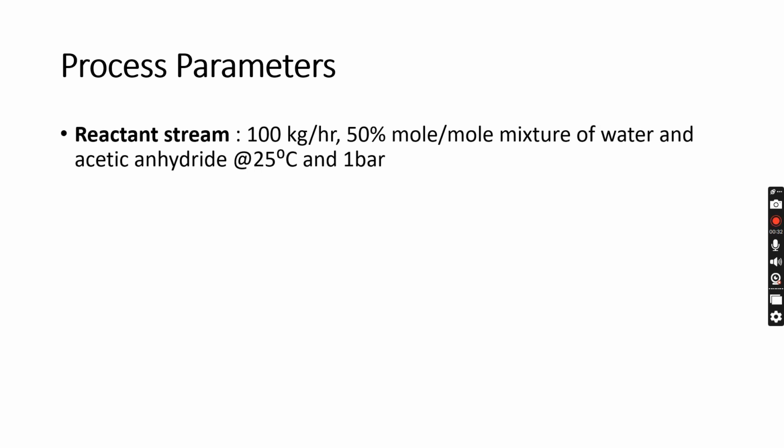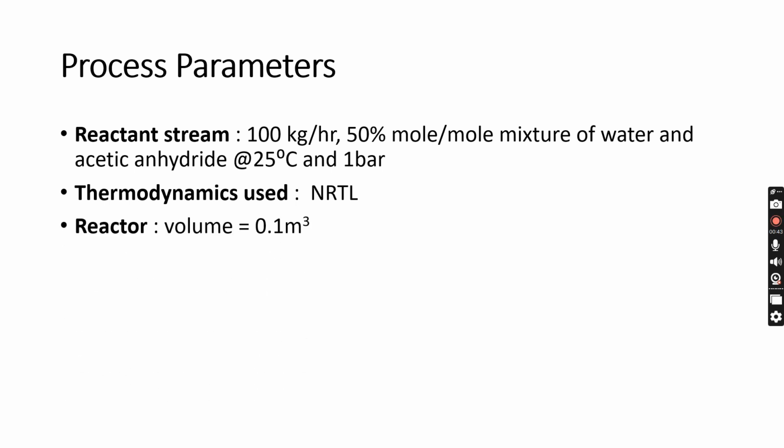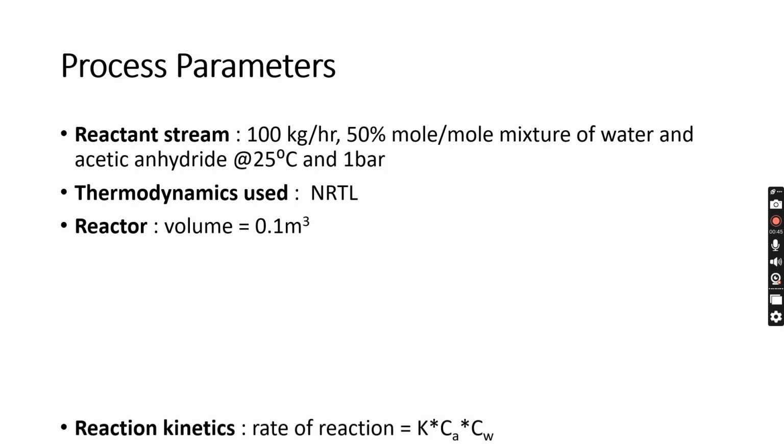Here the process parameters that are required to simulate are: the reactant stream, which will be a 50% mole by mole mixture of water and acetic anhydride at 25 degree C and 1 bar at a flow rate of 100 kg per hour. The thermodynamics that we are going to use will be NRTL. The reactor volume will be 0.1 meter cube.